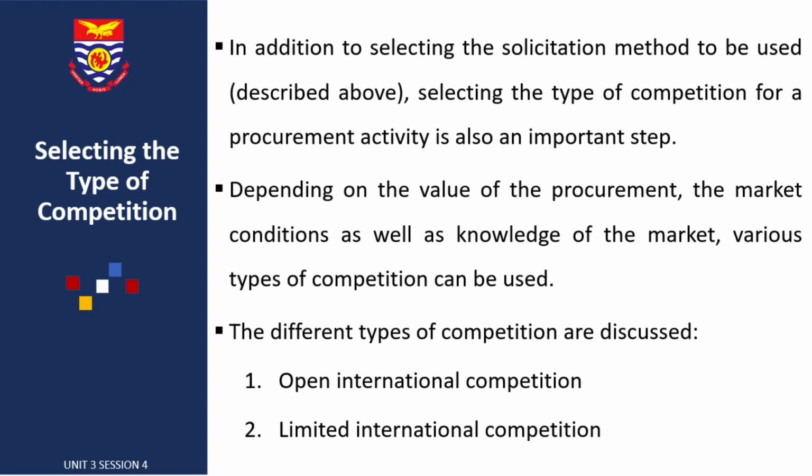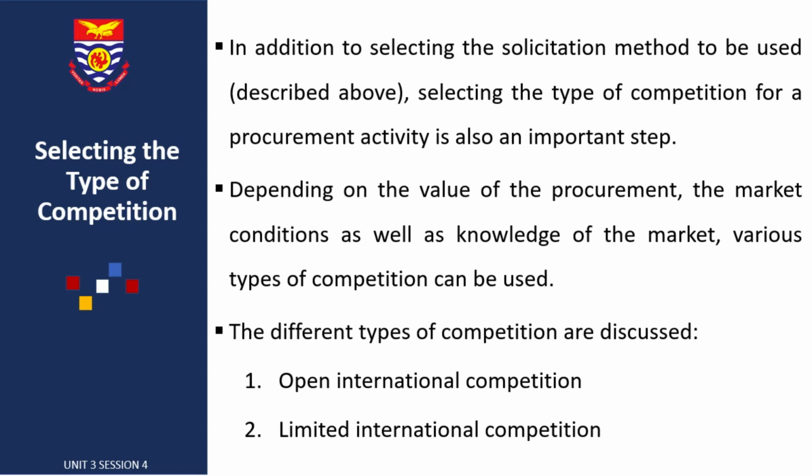Selecting the type of competition. In addition to selecting the solicitation method to be used, as we've already done, selecting the type of competition for a procurement activity is also an important step. It depends on the value of the procurement, as we mentioned that for lower value items, we may want to use RFQ, request for quotation, and for any other value, we may want to use request for proposal or the invitation to bid, the ITB.